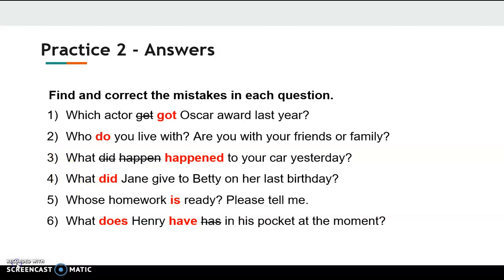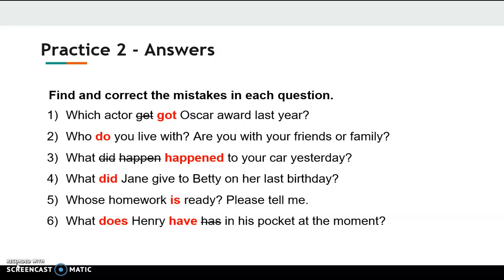Number 4. What did Jane give to Betty on her last birthday? In this question, Jane is the subject and we are asking for the object. According to the context, last birthday, we need simple past tense. And the auxiliary verb of simple past tense, did, comes before the subject, Jane. What did Jane give to Betty on her last birthday?